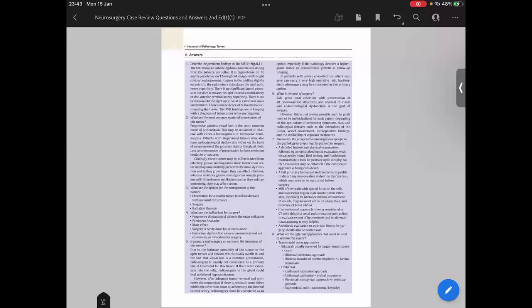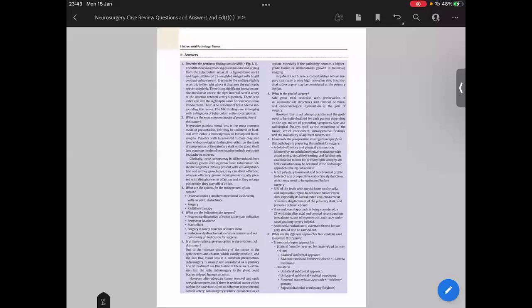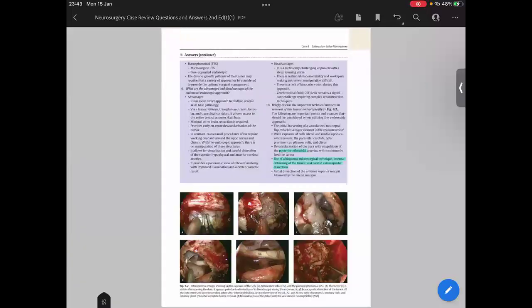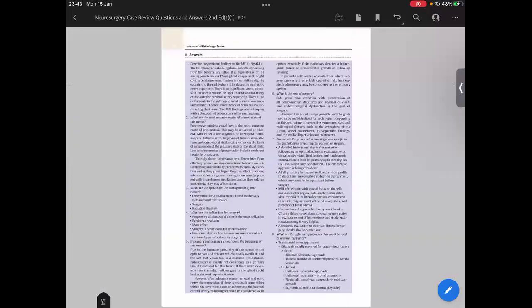And now, next question is, what are the different approaches that can be used to remove this tumor? We have transcranial open approaches, and transsphenoidal endoscopic approaches. The transcranial approaches, we can have a bilateral, usually reserved for large-sized tumors above 4 centimeters, and they can be a bilateral subfrontal approach or bilateral transbasal interhemispheric translaminar terminalis approach.